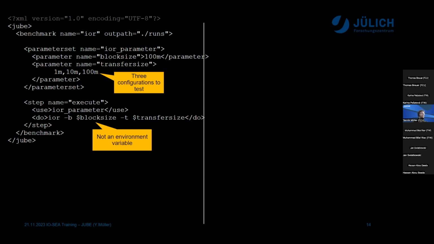And we can use the parameters that we defined here by first declaring the use clause, or the use tag, inside the step. So now this makes the parameter set known to the step. Now inside the step we can just use $ and then the parameter name. Notice this looks very much like an environment variable, but it's not. If you want to use environment variables, you can, but then you have to use double $. So since this is the most common usage, the single $ is reserved for JUBE variables.